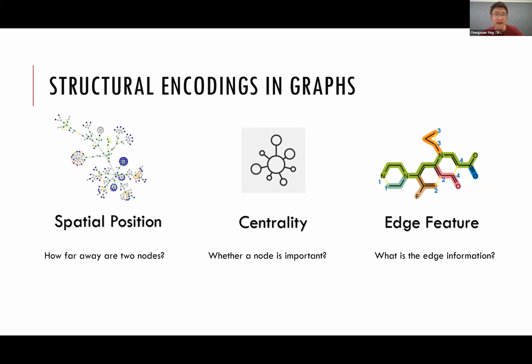Graphs are far more complicated compared to sentences, and we propose 3 encodings to encode the graph structural information: the spatial positional encoding, the centrality encoding, and the edge feature encoding. The 3 encodings tackle different aspects of the graph structural information. The spatial positional encoding tries to encode how far away the 2 nodes are. Centrality encoding tries to encode whether a node is important or not. And edge feature encoding tries to encode the edge feature information.